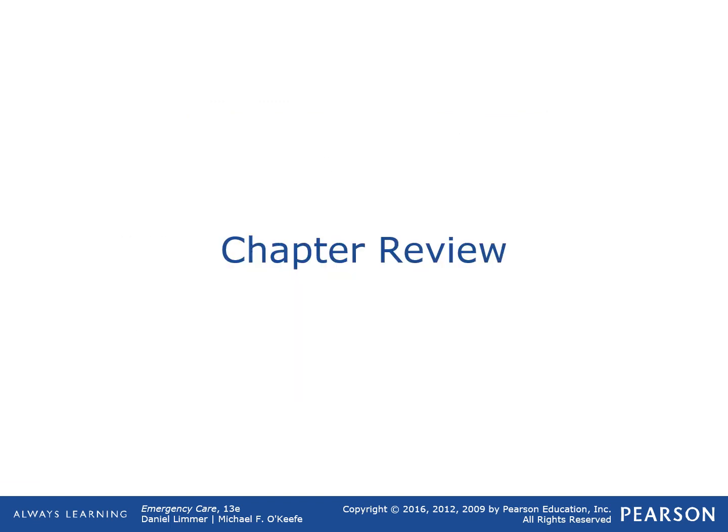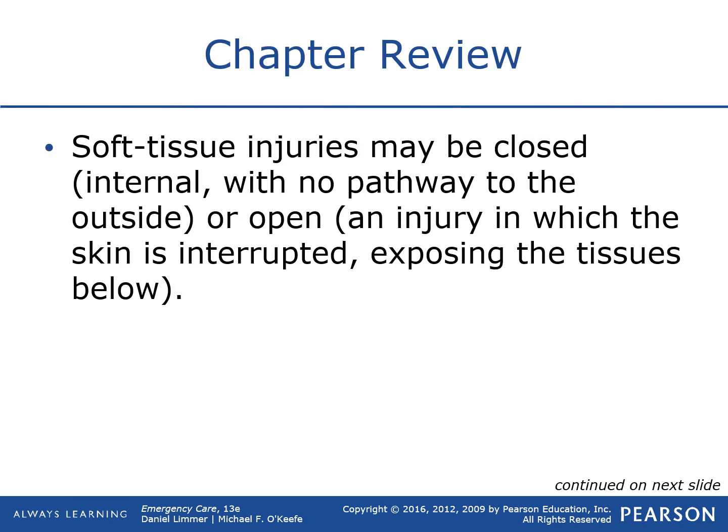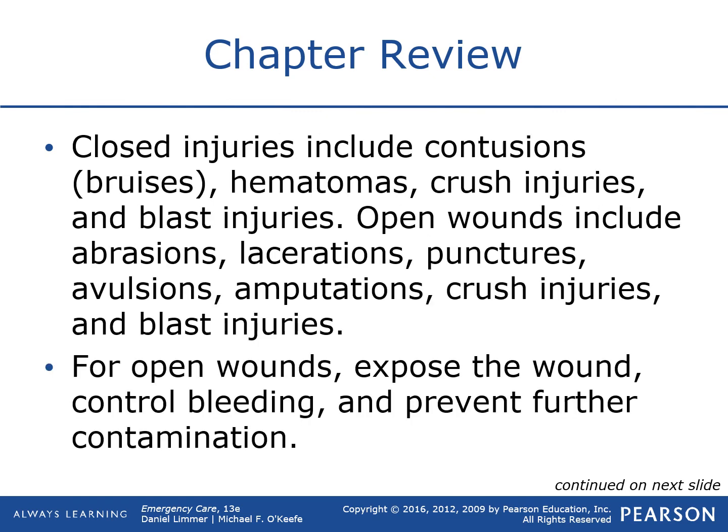All right, moving on to a little bit of chapter review. Soft tissue injuries may be closed or open, depending on if the skin is interrupted or not. Closed injuries include contusions, hematomas, crush injuries, and blast injuries. Open wounds include abrasions, lacerations, punctures, avulsions, amputations, crush injuries, and blast injuries.